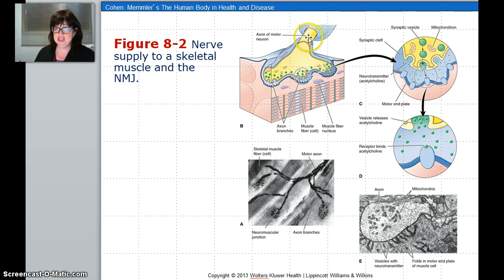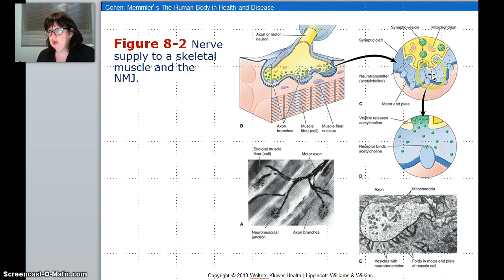So the action potential comes down. It stimulates the opening of calcium channels. As calcium channels open, that will cause synaptic vesicles containing neurotransmitters to move into the synaptic cleft. In this example, we're using acetylcholine, but there can be different transmitters depending on what kind of reaction. Don't need to know that detail.